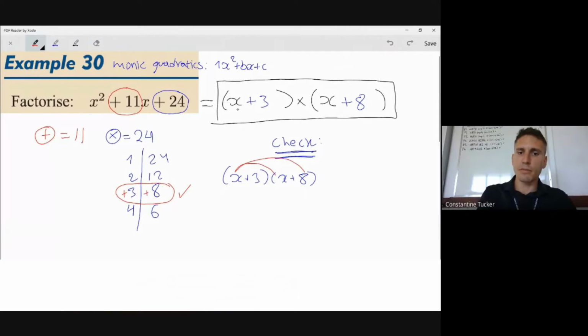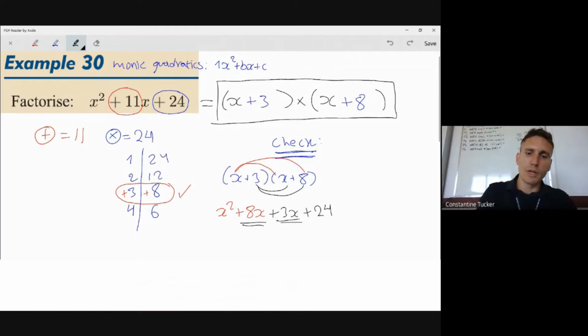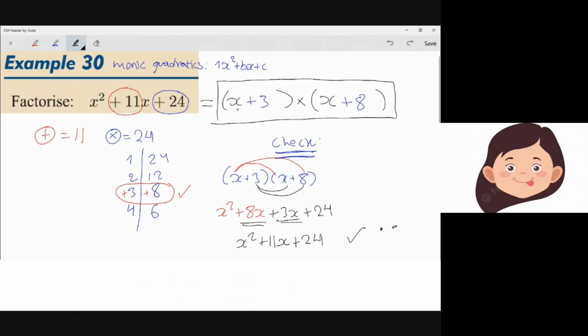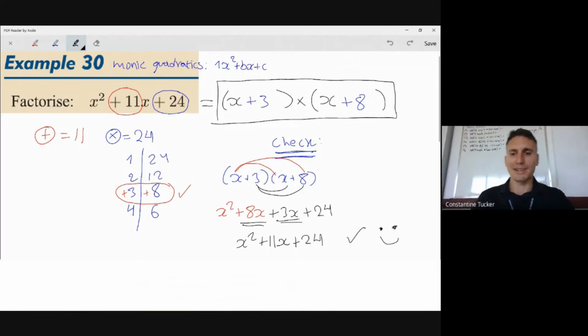If we expand the brackets by multiplying x by x, you get x squared. Then x times 8 gives you 8x. And then if you carry on with multiplying the 3 by x, you get 3x. And 3 times 8 gives you 24. Then this 8x and the 3x, if you add them in the middle, you get just 11x. So x squared plus 11x plus 24 indeed gives you what we started with. So now you can believe me, this factorization actually worked.